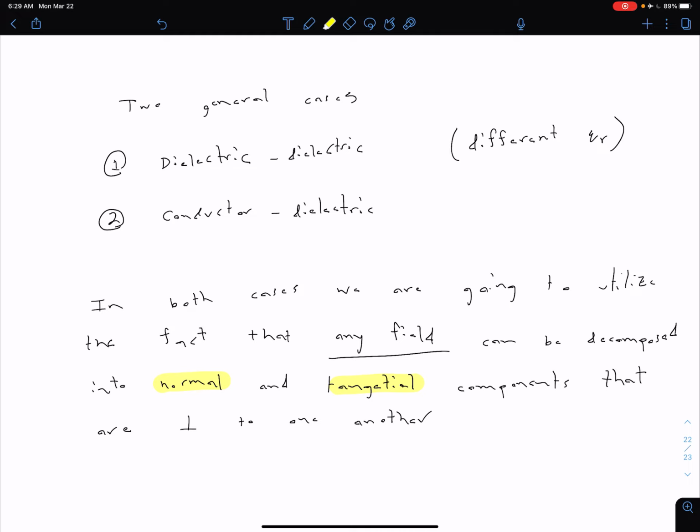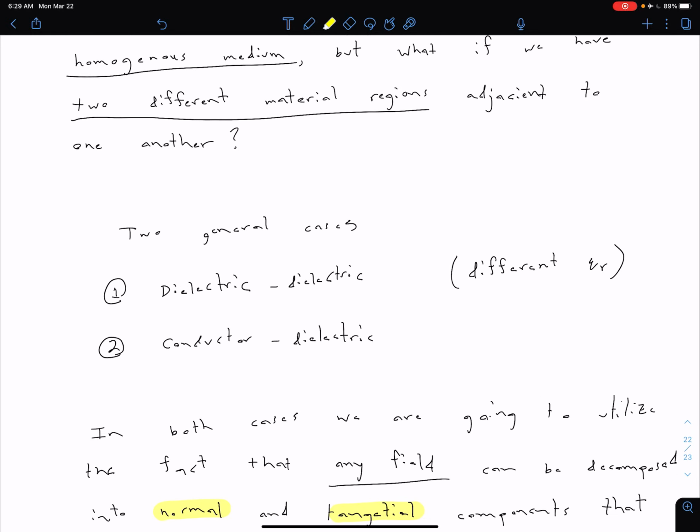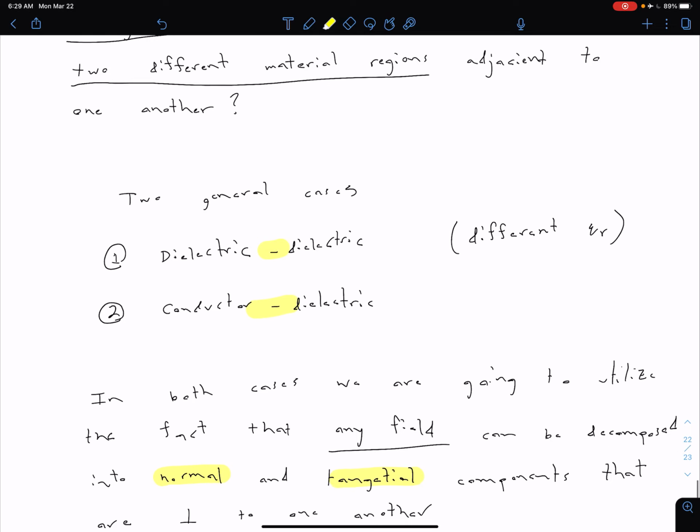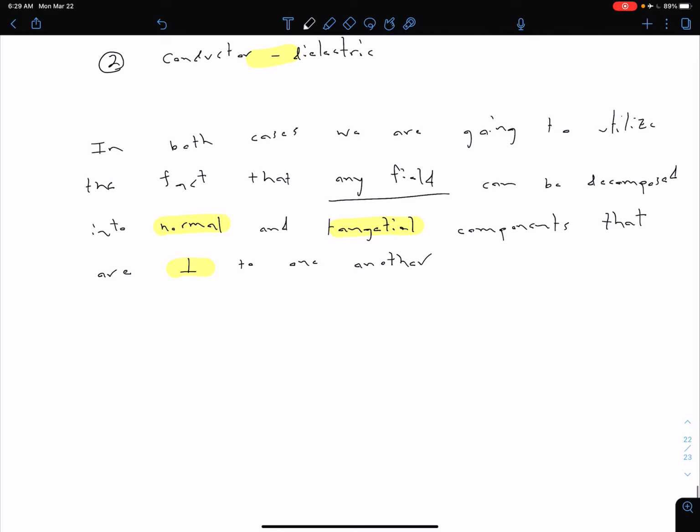Well, normal and tangential to what? As we're going to see later, it's going to be normal and tangential to our interface between our two materials. So we're talking about an interface between these two materials, between our dielectric and our dielectric, or between our conductor and our dielectric. And so this normal and tangential component are both perpendicular to one another. We've seen this before in a previous example way back, I believe in one of the first or second unit problems. So we can say our electric field is equal to the tangential component of the electric field, E sub t, plus the normal component of the electric field, E sub n. And again, we'll see some more details about that as we look at specific cases.